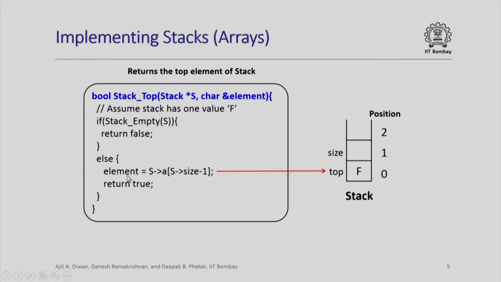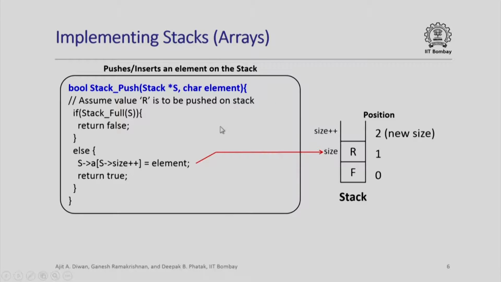Else, element is set to s of size minus 1. Why size minus 1? Please note that if there is only one element, which is at the 0th position of the array, size will be equal to 1. And since the element is at f, I have to return that element. I will return true. Note that size does not change by this function, because this function merely examines the top element, does not change the status of the stack at all.